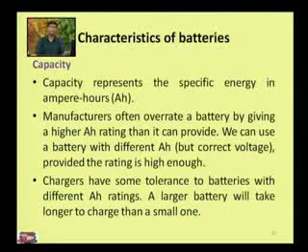Okay, third important parameter or characteristic of a battery is capacity. Capacity represents the specific energy in ampere hours. Manufacturers often overrate a battery by giving a higher ampere hour rating than it can provide. We can use a battery with a different ampere hour rating, but we have to make sure that we are using the correct voltage, provided the rating is high enough. Chargers have some tolerance to batteries with different ampere ratings. A larger battery will take longer to charge than a smaller one. You might have seen this.